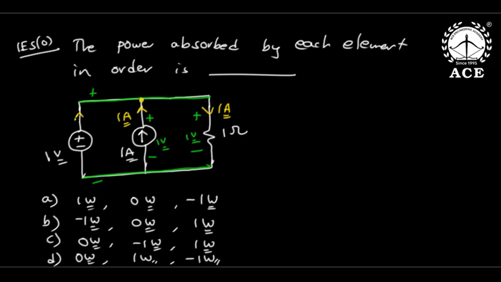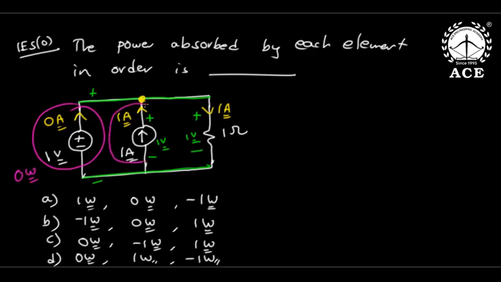So KCL is satisfied. This is 1 ampere, this is 1 ampere, so no current can flow here, because KCL is already satisfied, sir. That means this voltage source is interesting. This voltage source is developing the voltage for the network to work, but it is not supplying any power. So now the conclusion is this is neither source nor sink, so power absorbed is 0 watt.